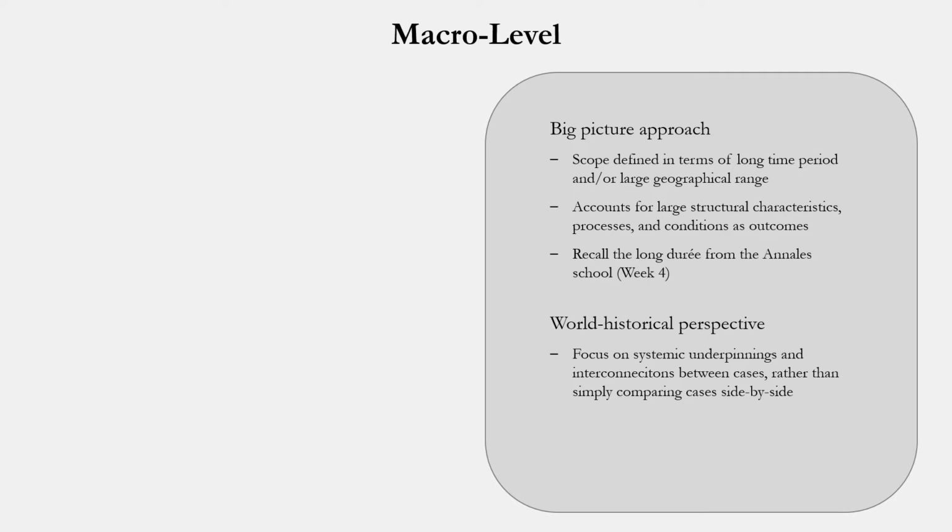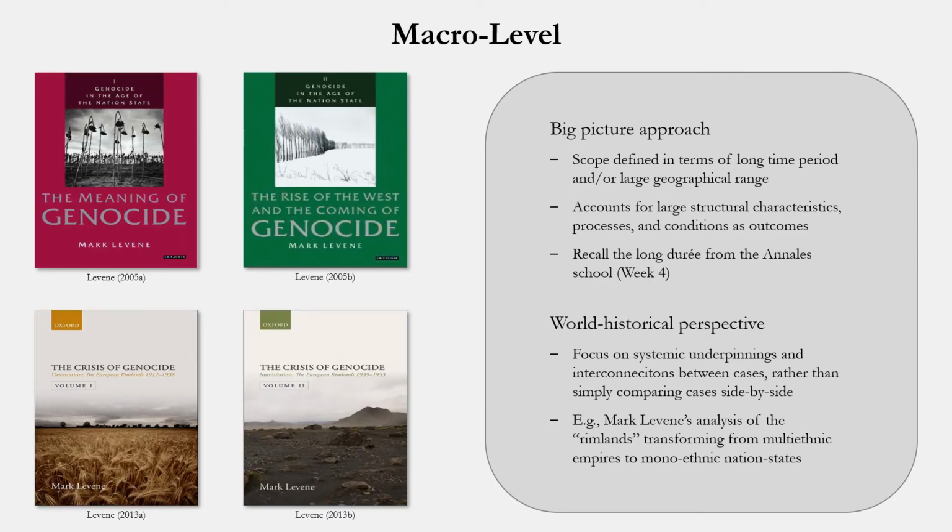Anyways, rather than study discrete, stand-alone cases of genocide, a world historical approach to genocide studies looks at the broader interconnections between cases. Thus, rather than the unit of analysis being certain cases or countries, such as the Holocaust or Rwanda, the unit of analysis in this perspective tends to be the international system writ large. Historian Mark Levine's voluminous work demonstrates such a perspective. For example, our reading by him this week looks at the so-called rimlands of Europe during the first half of the 20th century, which was marked by a large-scale structural shift from multi-ethnic empires to mono-ethnic nation-states.